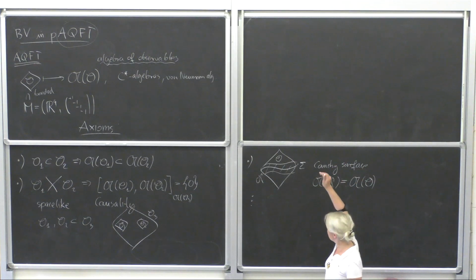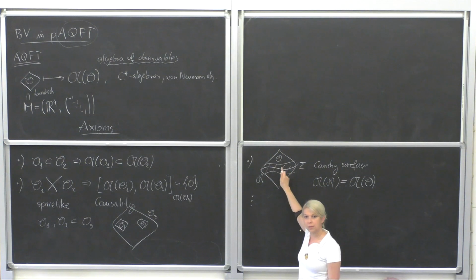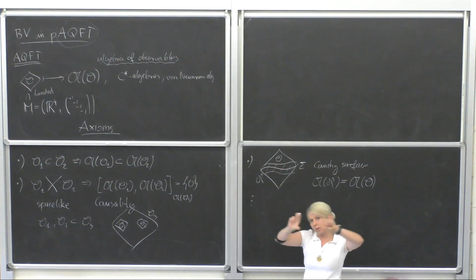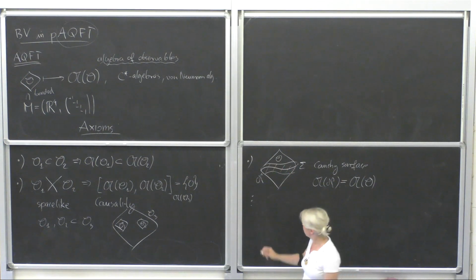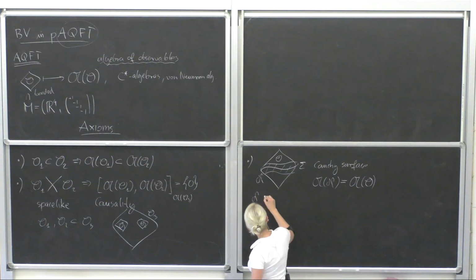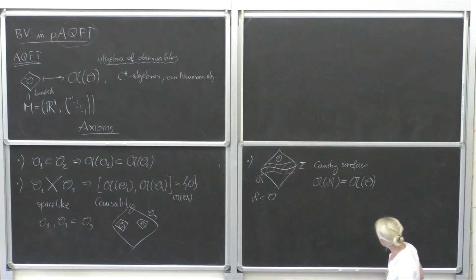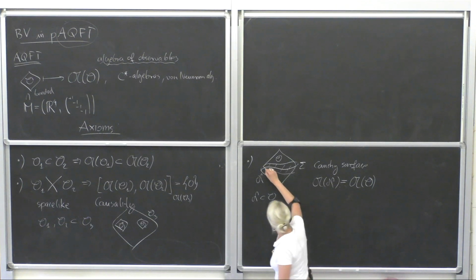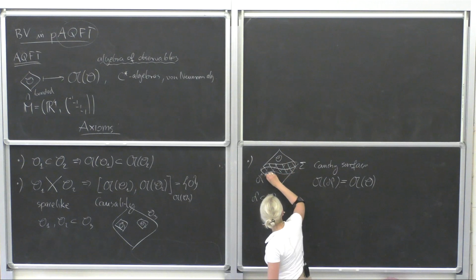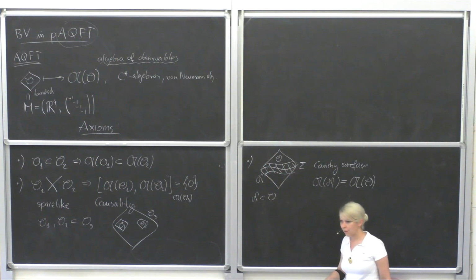What is N? N is a neighborhood of the Cauchy surface. It could just be a collar neighborhood, right? And N is within O. So that's the shaded region somehow.